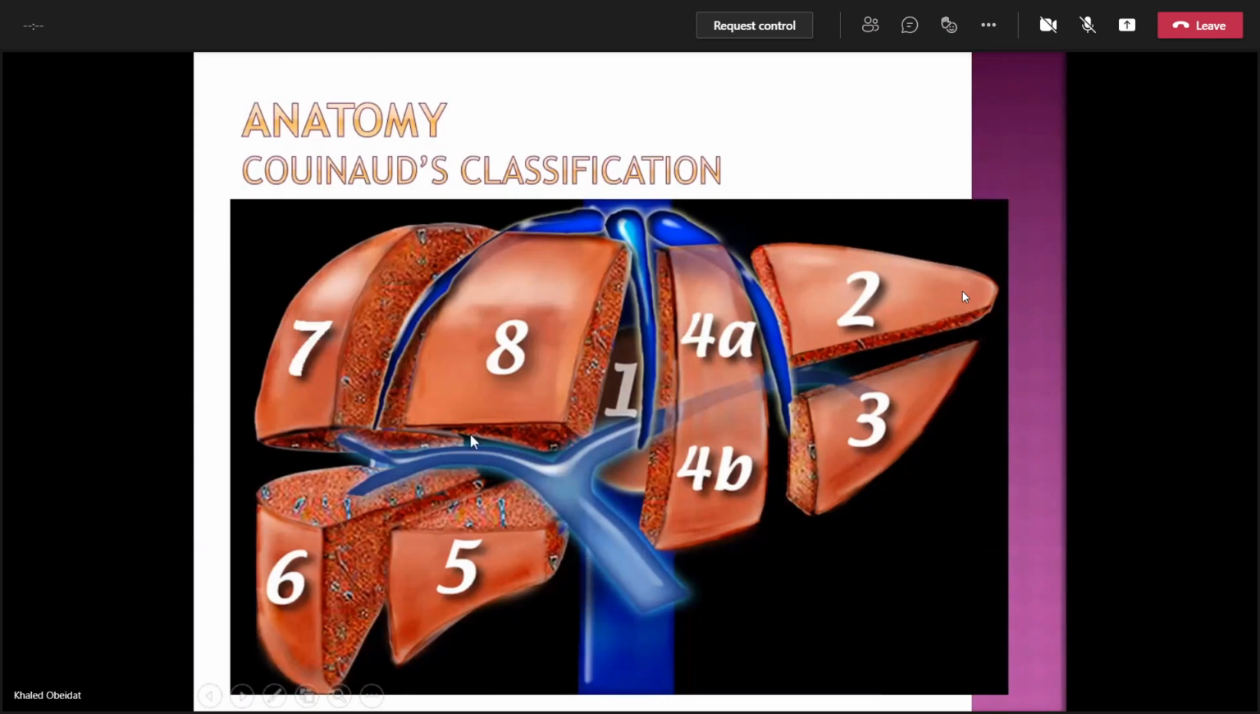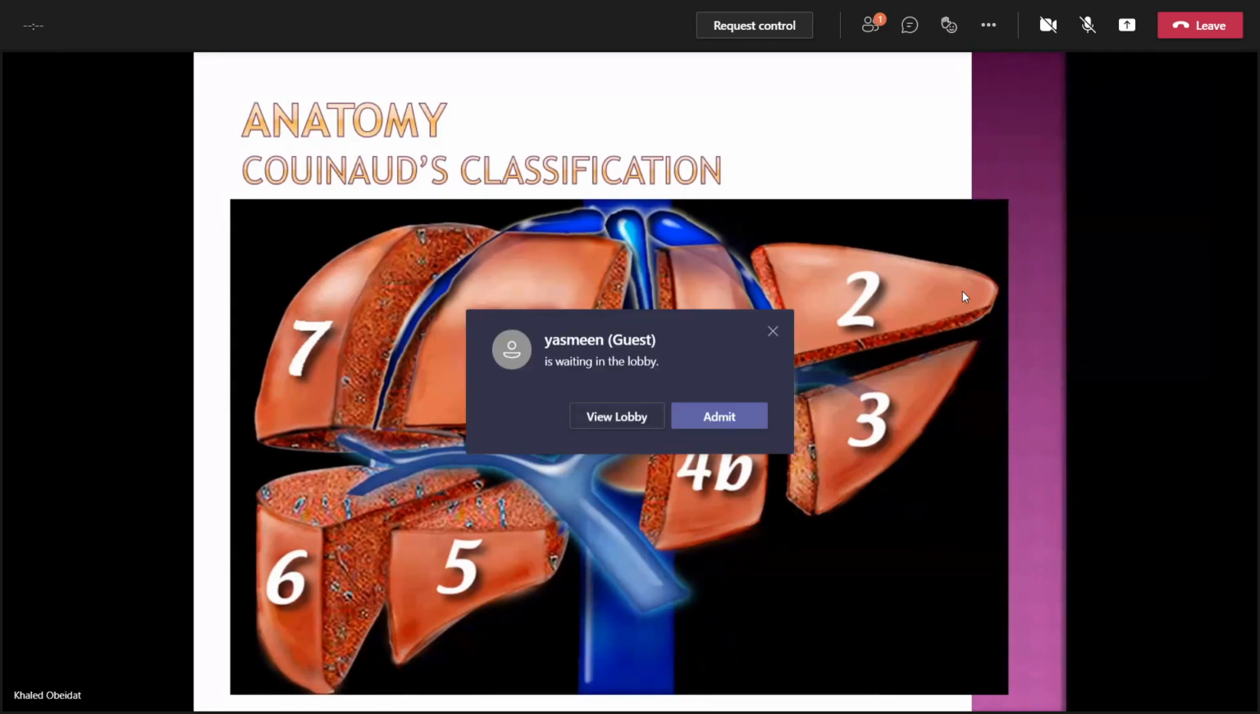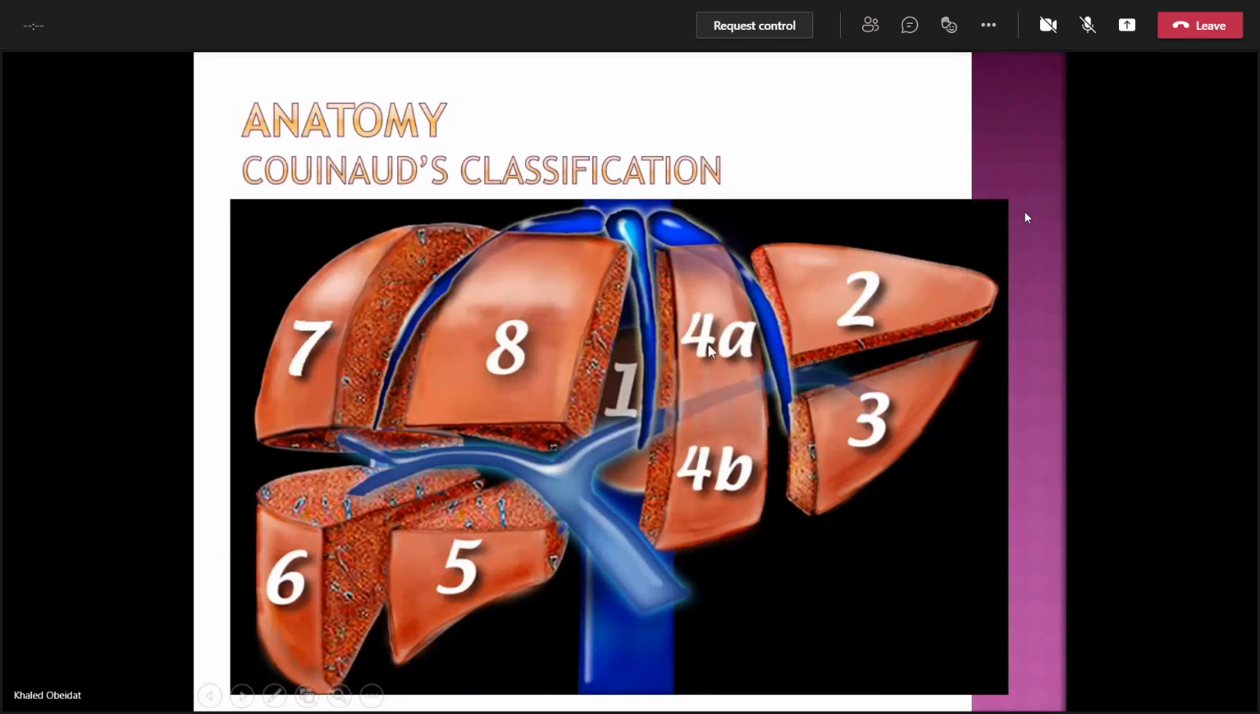When we do resection, we can do different types of resection. Sometimes we remove just one segment, we call it segmentectomy. Sometimes we remove two segments, sectorectomy. We can call it left lateral sector, left medial sector. We can remove the whole lobe, we call it right hepatectomy or left hepatectomy. If we remove 5 to 8, this is right hepatectomy. If we remove 2, 3, and 4, this is left hepatectomy.